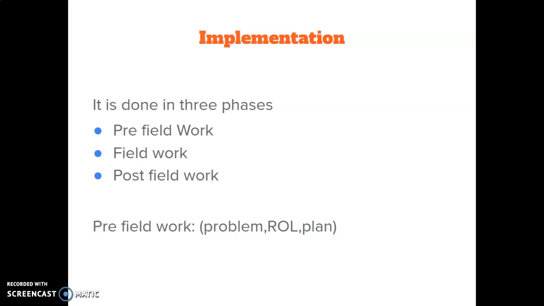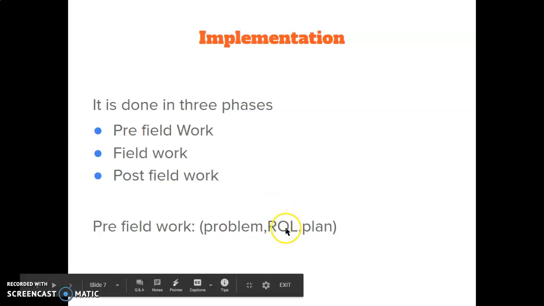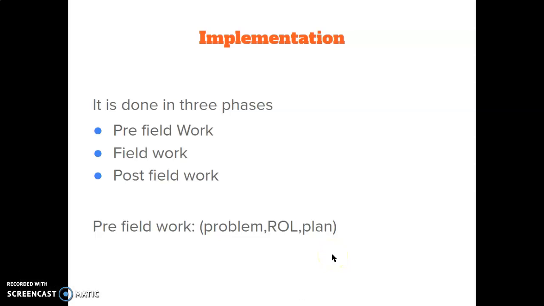ethnographic research happens in three phases: pre-field work, field work, and post-field work. What is the pre-field work in a research? It is common for all types of studies. Here, as a researcher, we select a problem and do a review of literature, that is ROL, with the problem we selected, and we plan how we are going to do the research. You will make a blueprint of the research. This is what we do in pre-field work, which is very common for all research.